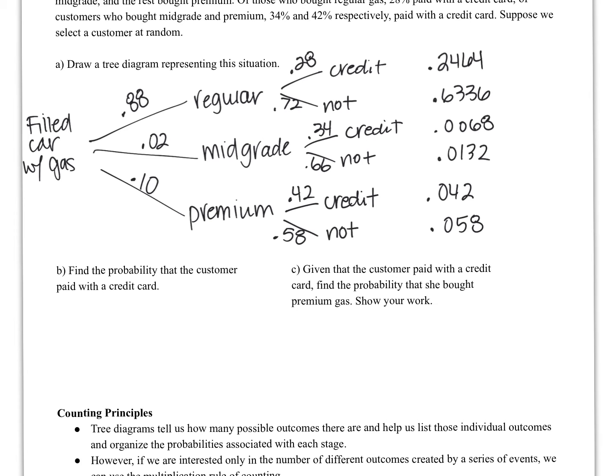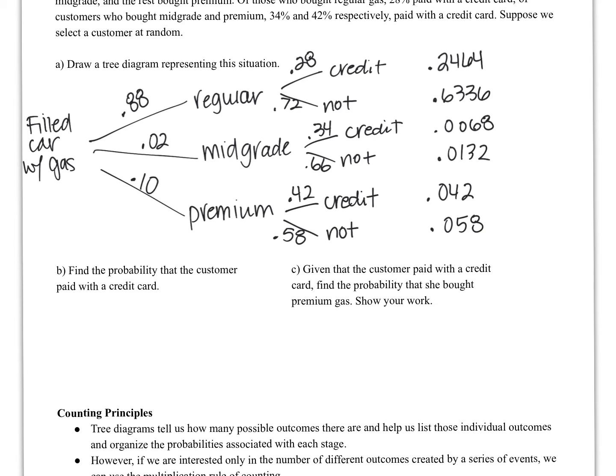This just makes it easier so that later I don't have to do a bunch of multiplying. I can just do it now. So one other thing is when I find all of the ands, all of these percentages will also add to 1.